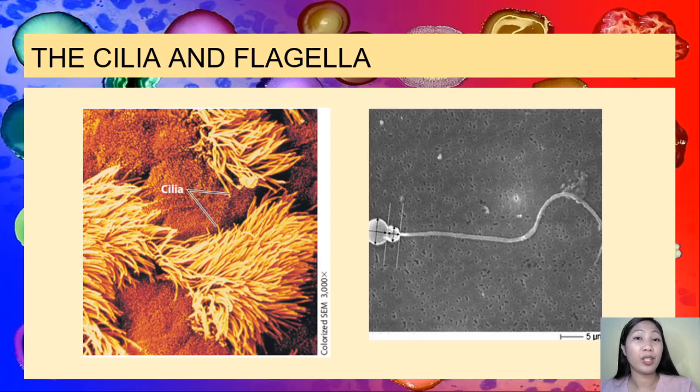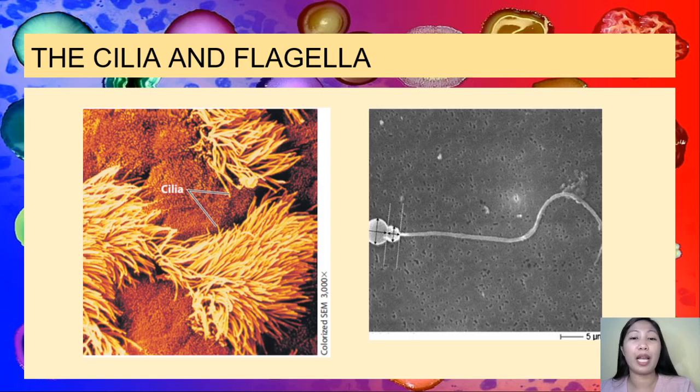The role of the cytoskeleton in movement is clearly seen in the motile appendages that protrude from certain cells. Some cells of multicellular organisms also have cilia or flagella. For example, the left image shows cilia on cells lining the human windpipe or trachea. In this case, the cilia sweep mucus-containing trapped debris out of your lungs.